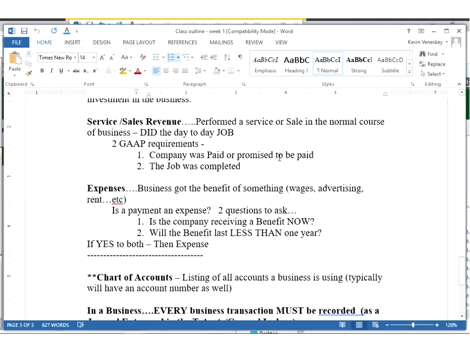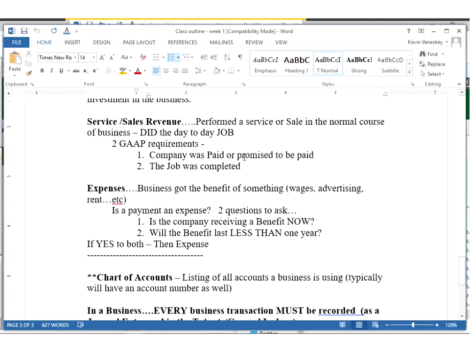Basically, the first one here is pretty self-explanatory. The company has to be paid or have a promise to be paid. And remember back to what a promise to be paid was. That was something that we have the rights to own as an asset. That's considered an accounts receivable. So we're going to be receiving the money. Somebody has told us they will pay us in the near future. And the second criteria is the job was completed. So once we have done the job and we've been paid or promised to be paid, we can count our actions as revenue.